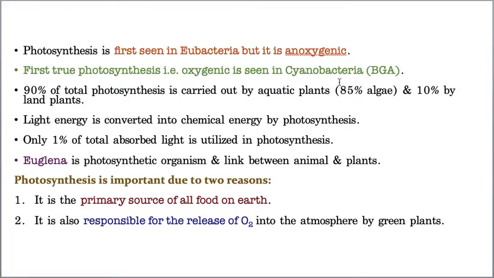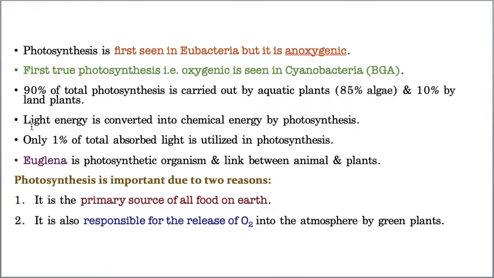So the first true oxygenic photosynthesis was identified in cyanobacteria, that means blue green algae. Whereas 90% of total photosynthesis is carried out by aquatic plants. In that 90%, 85% is taken over by algae itself. So Thallophyta is very important in contributing to the oxygen content of the atmosphere. Whereas only 10% is by land plants, okay?